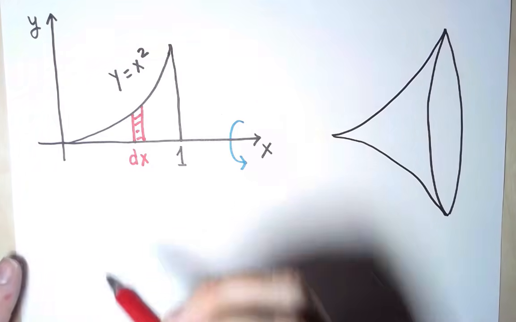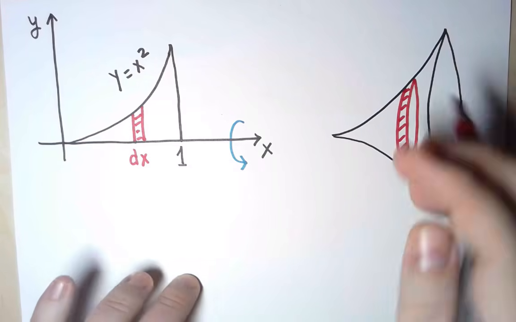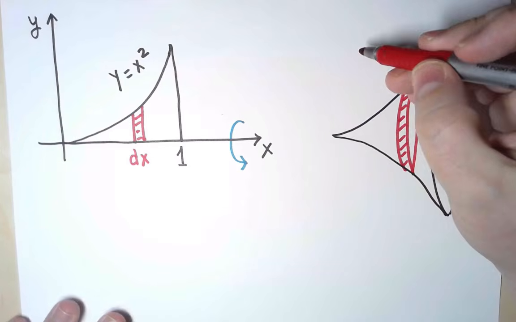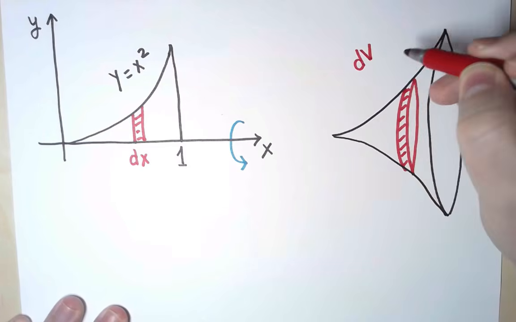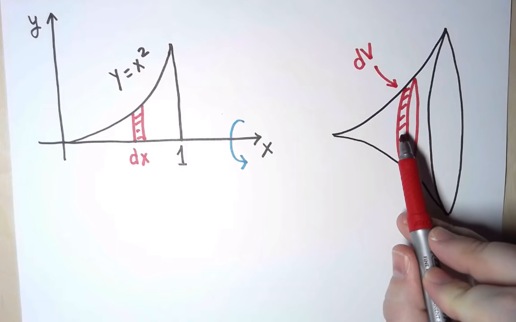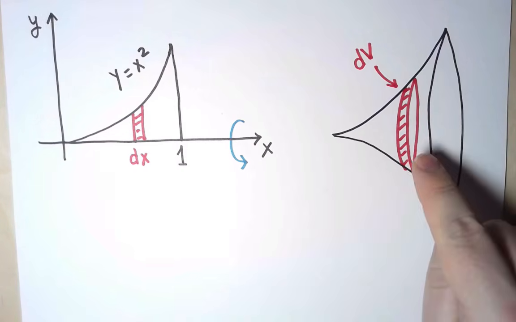And then when you rotate it here, this will correspond to a slice like this one. Now, I want to figure out what the volume of this slice is. I'm going to call it dV because since the slice is infinitesimally thin, the volume will also be infinitesimally small. Now, what is this piece?